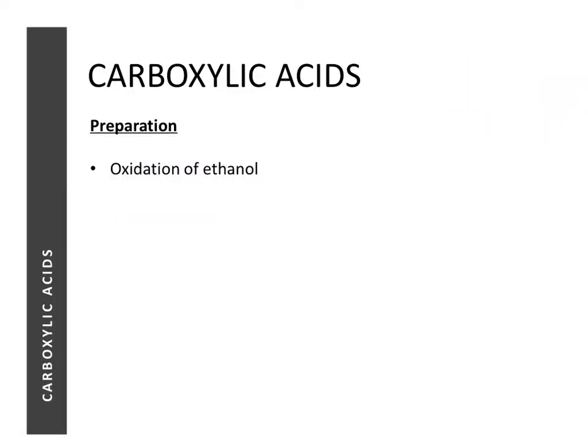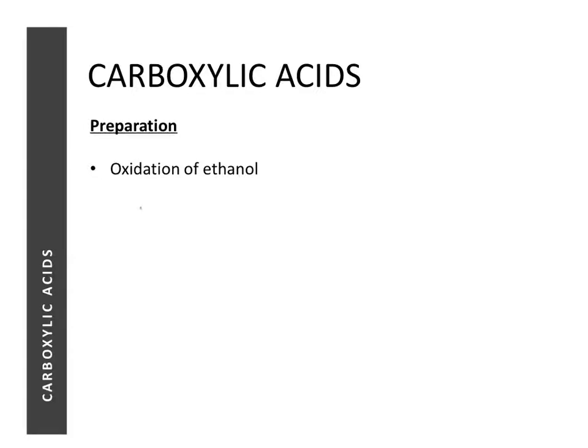Now, before we go into the reactions of carboxylic acids, I want to go through the last part, which is preparation first. But this is nothing new. Alright, how do we get carboxylic acids? If you think of the reactions that we have learned so far, which reaction produces an acid as the product? And the answer would be the oxidation of alcohols.